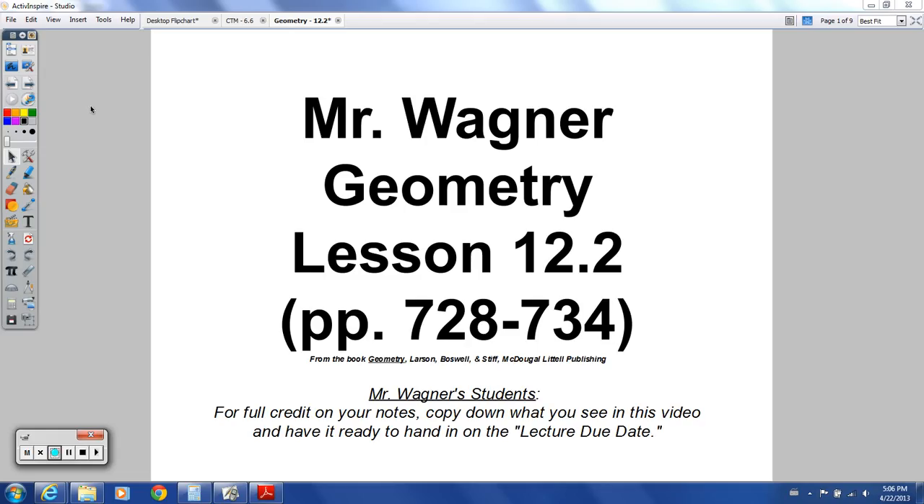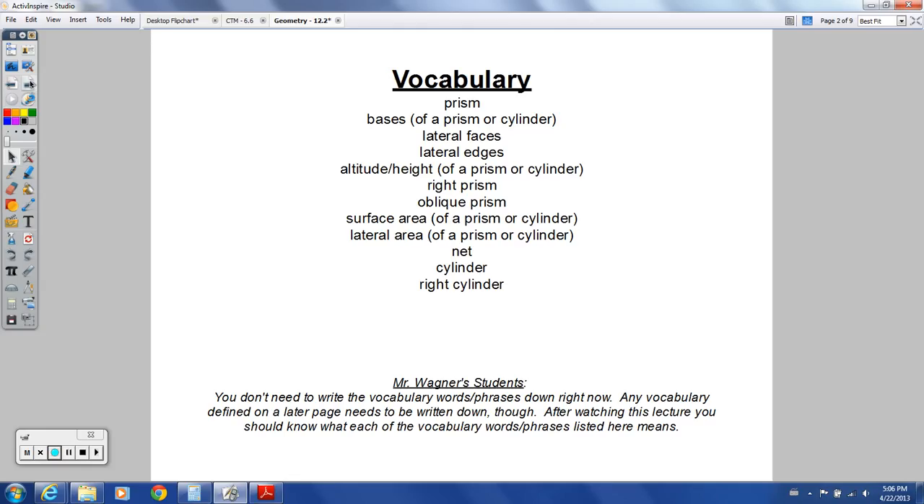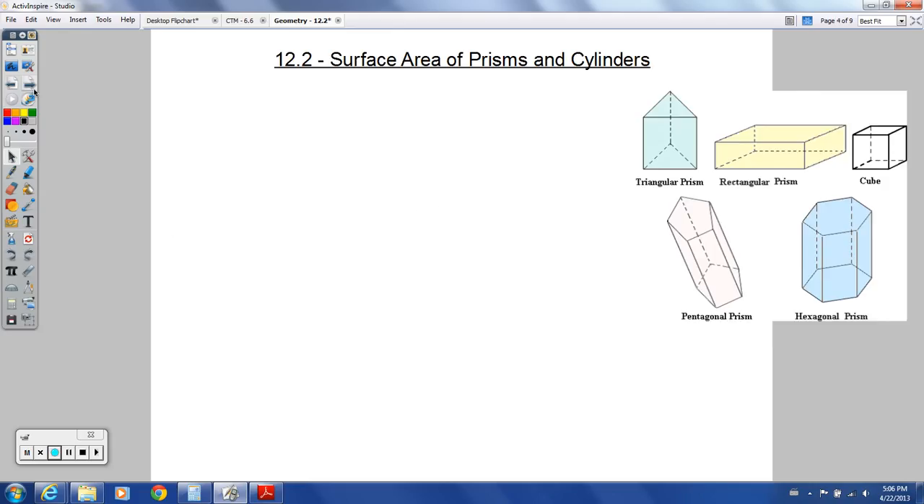Welcome to lesson 12.2. We're talking about surface area of prisms and cylinders today. Here's some new vocabulary for you. Make sure you understand those terms by the end of this lesson. Go back in your book and review those terms as necessary if you don't know what those things are by the time we're done. Let's check out some definitions here to start this lesson.